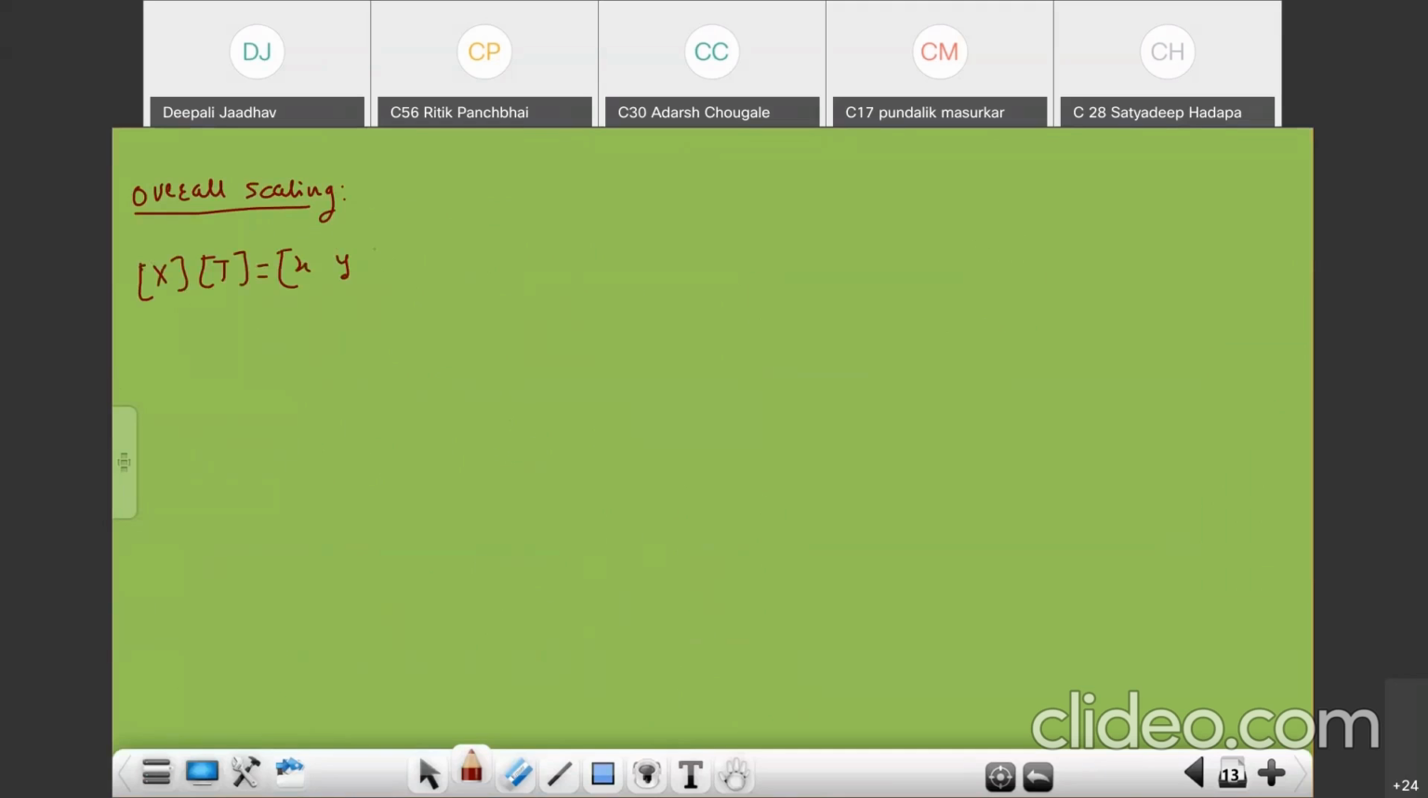X may be any coordinate x, y, z, 1, and the transformation matrix is as shown. The last one, the lower right 1 into 1 element, is used for overall scaling. So it is S, and this value we consider as a scaling factor. Now when we multiply this with this one, what is the result? The result is X, Y, Z and S.